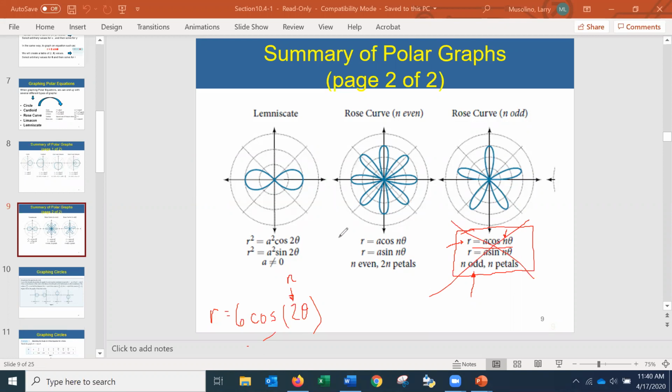How about a lemniscate? Because a lemniscate does have 2 theta here. But notice this would have to be a squared, meaning it's got to be a perfect square in front. So the number in front of cosine 2 theta has to be some integer squared. For a lemniscate, it might be an equation like r squared equals 9 cosine 2 theta, or r squared equals 16 cosine 2 theta, or r squared equals 25 cosine 2 theta.